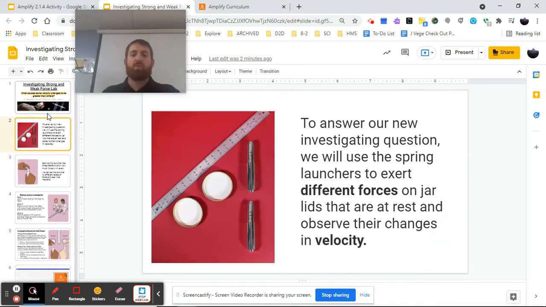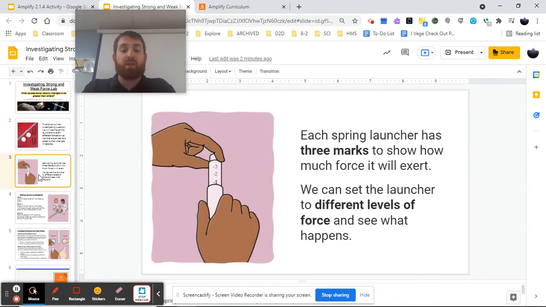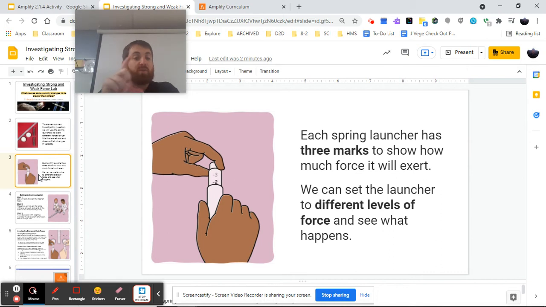So today you're going to be answering our investigating question using the following tools. You're going to have two toilet paper springs, two lids, and a meter stick. And we're going to be looking at different forces that we can apply to these different jars to observe different velocity changes. Now, each spring that we're going to be using, it has 3 marks to show how much force that it can exert, 1, 2, or 3.